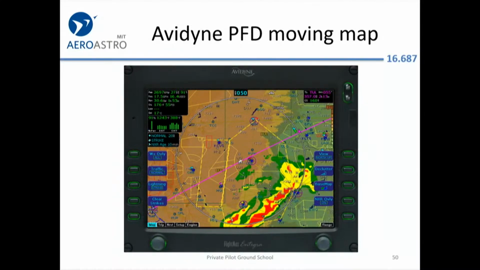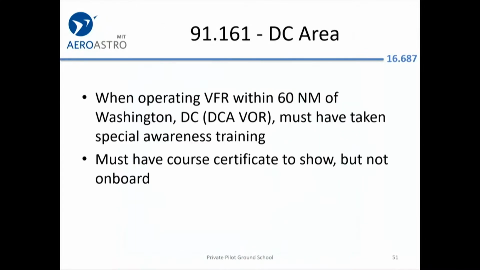This shows you NEXRAD data link weather. We're going to talk about that in a little bit. Here's just a little thing about navigation. If you're going anywhere near the DC area, either get your instrument rating and file IFR, and then it becomes like everywhere else, or you have to take this online course at some point and learn about the special rules in the DC area.